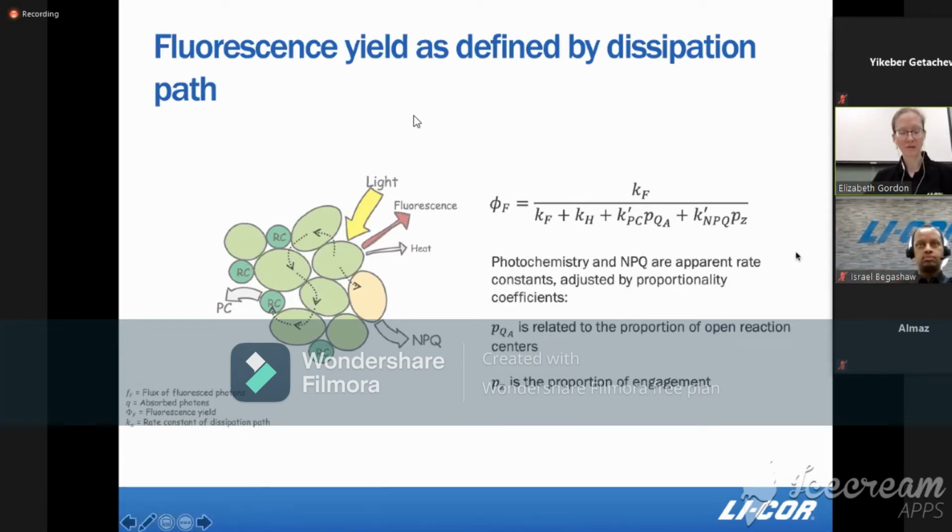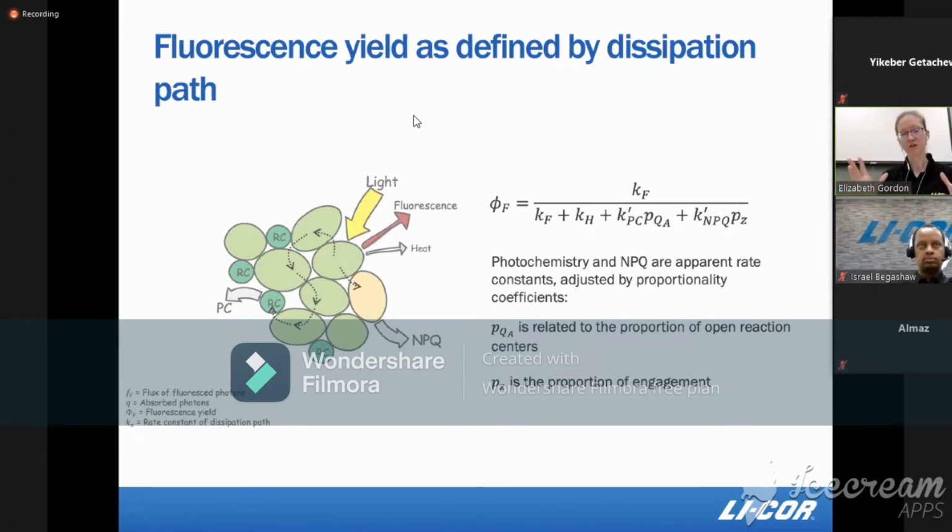So photochemistry and non-photochemical quenching are rate constants, which are adjusted by coefficients, and those coefficients are the proportion of open reaction center. An open reaction center is a reaction center in the plant that can take up an electron. So think of it as someone with their hands open and they're ready to catch a ball. That is an open reaction center.